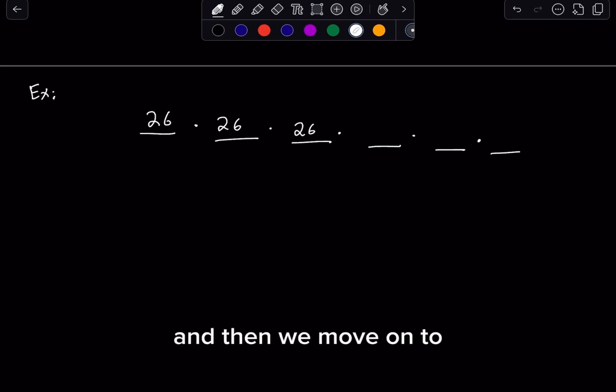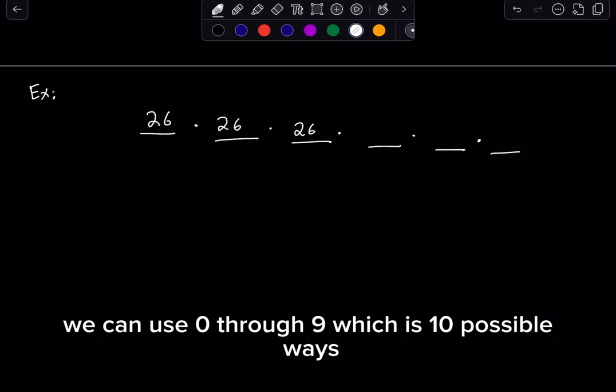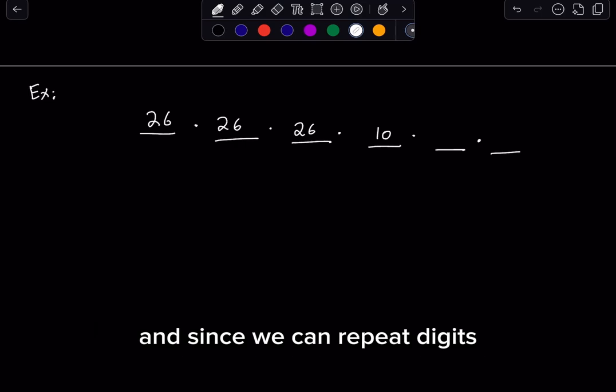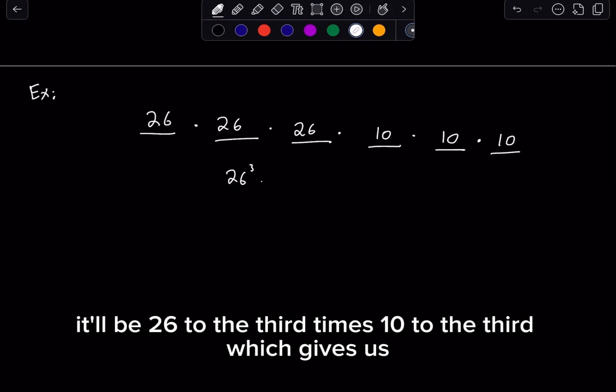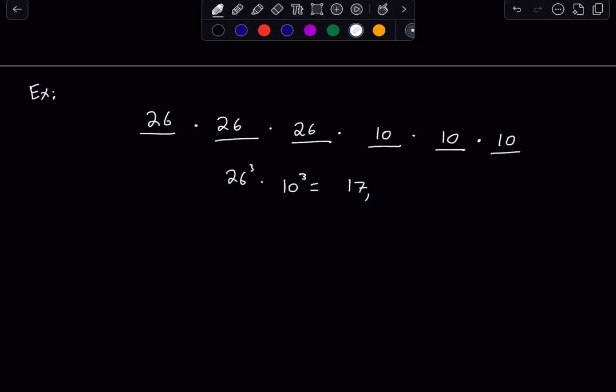And then we move on to the digits. We can use 0 through 9, which is 10 possible ways. And since we can repeat digits, it'll be 10 again for this, 10 again for this. So in total, it'll be 26 to the third times 10 to the third, which gives us this many possible license plates.